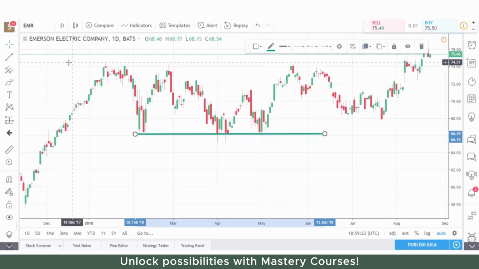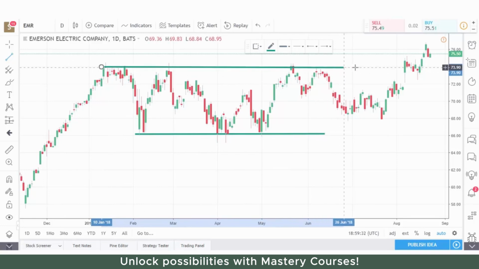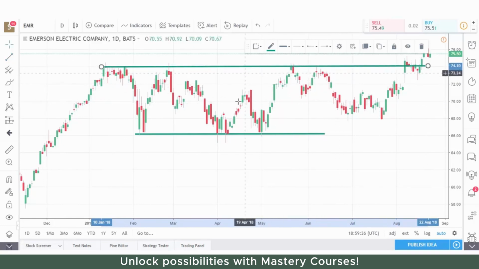And I'll draw now the resistance level in the same way. I'm going to click. I'll click again. And now we have both our support and resistance level. As you can see, you can make several trades in the stock over the course of the year using these levels. Selling when the stock gets in the $74 range, and then buying back the stock when it gets somewhere in the $66 to $67 range.